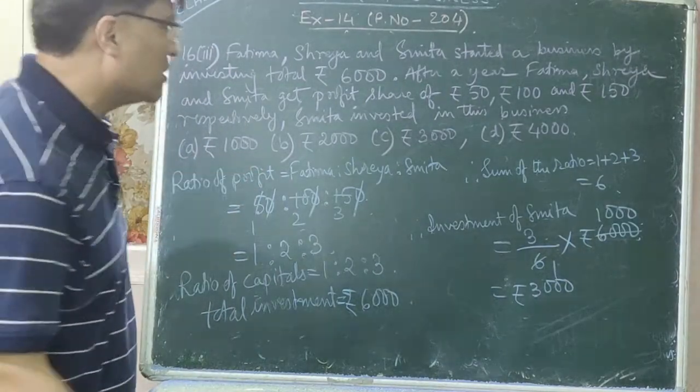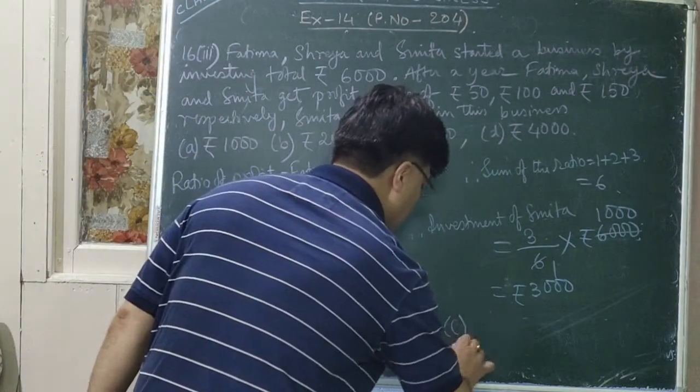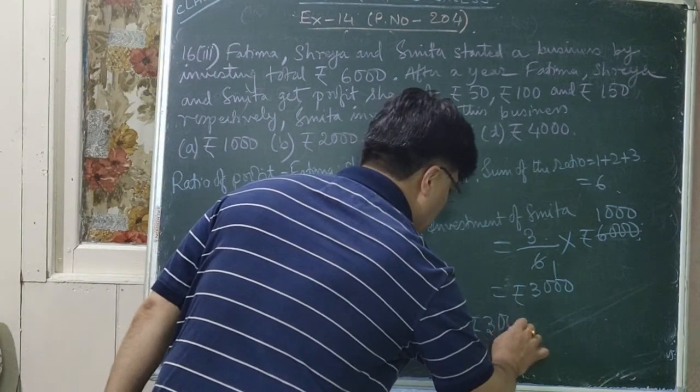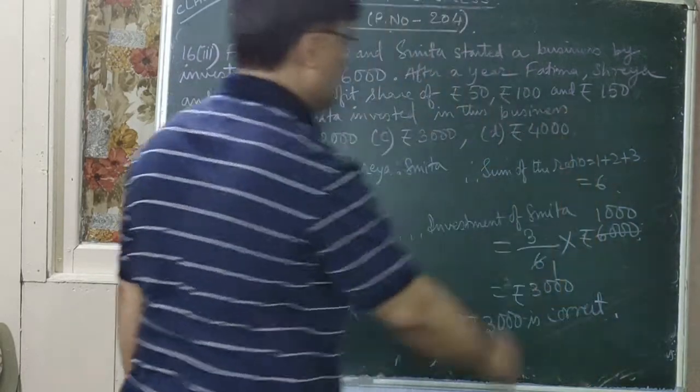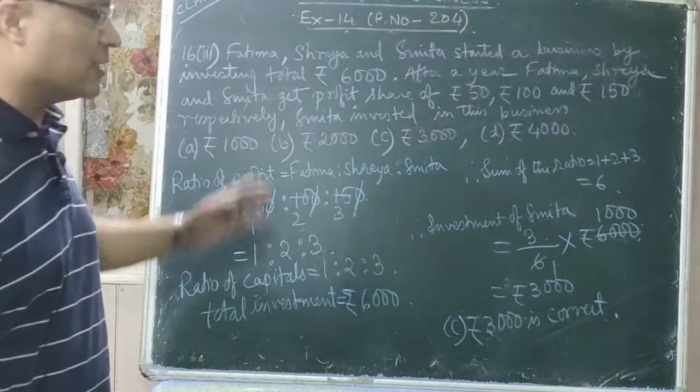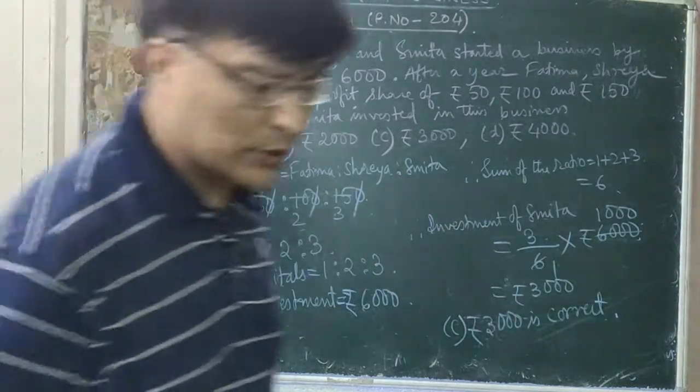So which is the correct option? C, rupees 3000 is correct. Is that clear to all of you? So this is the answer. Now we'll do the next question now.